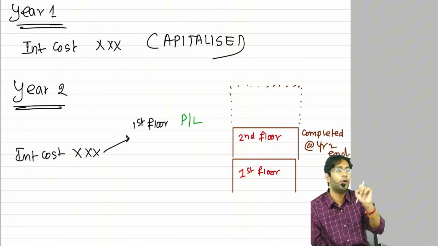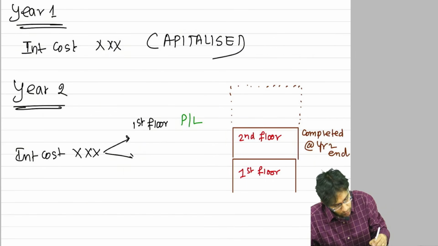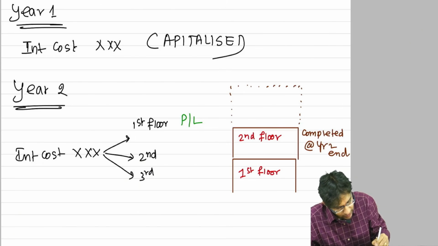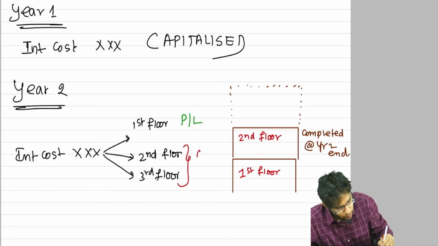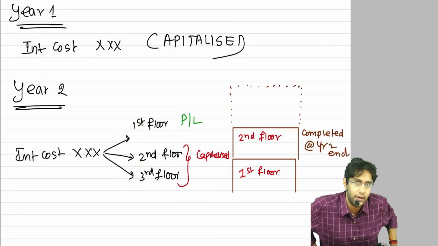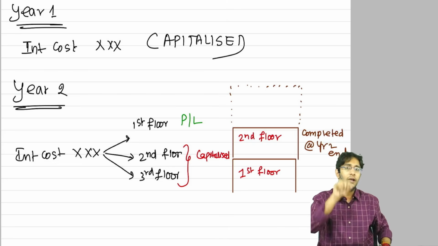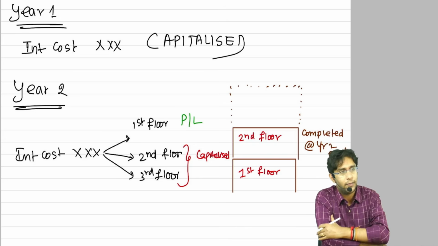That's capable of giving you benefits. Whereas whatever is related to the second and whatever is related to the third floor, these two will be capitalized. You should not argue that the second floor is completed. No, sir. When is it completed? The last day it got completed. I can't capitalize it. You can easily guess in year 3 what will happen.